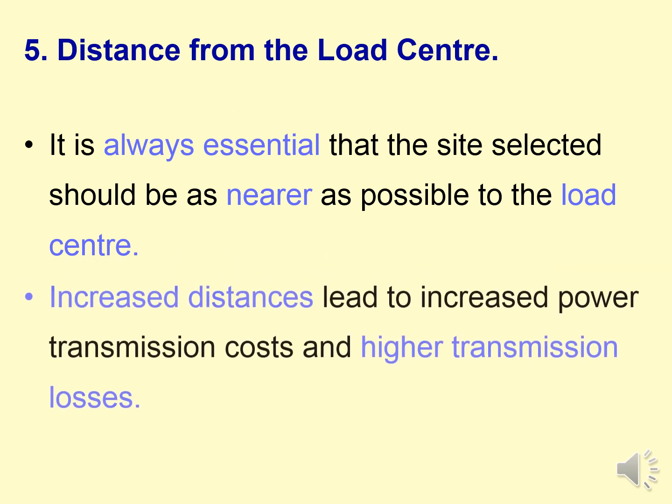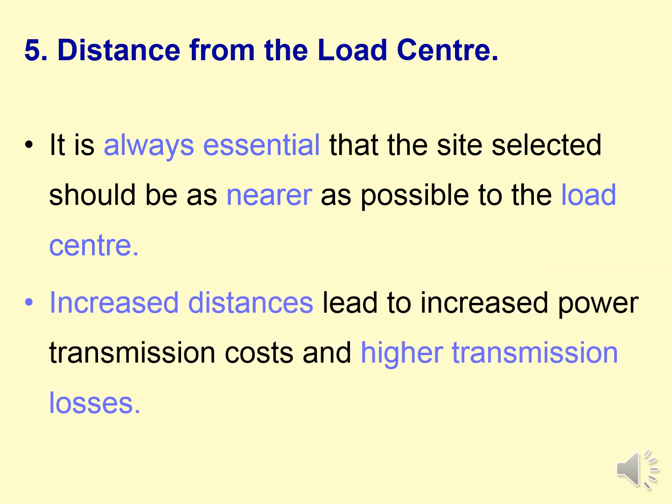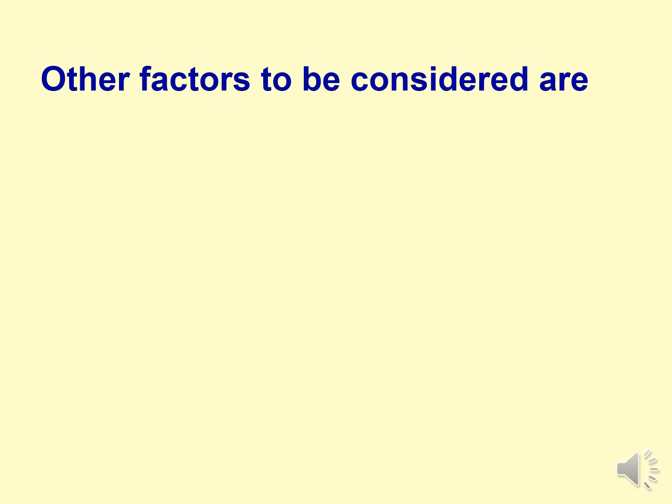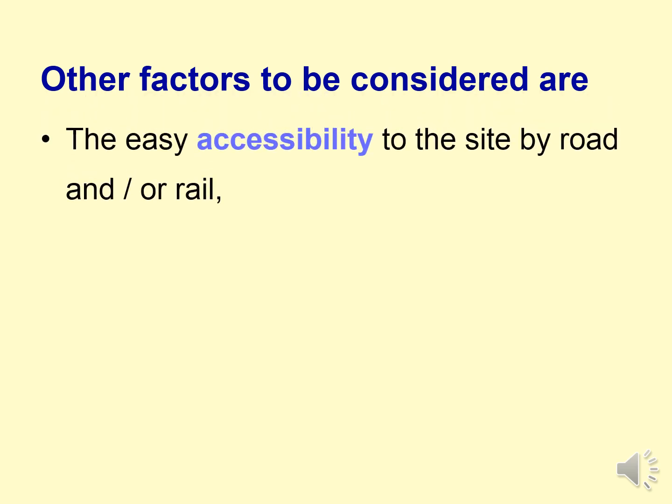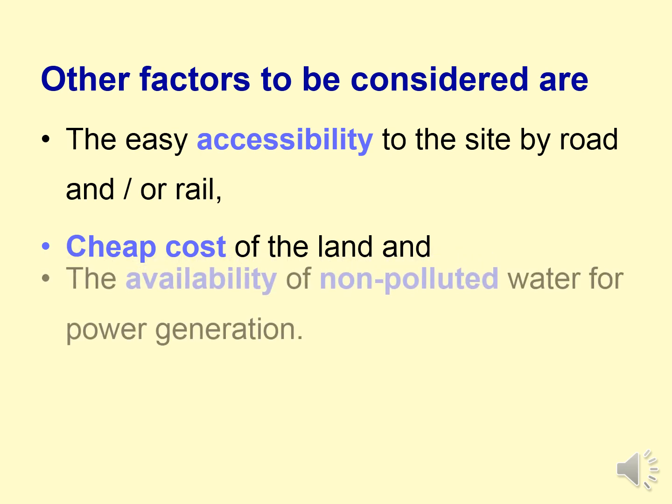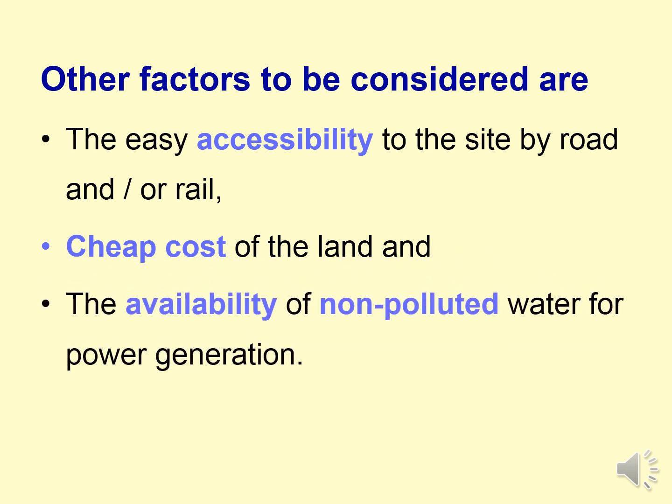Distance from the load center. It is always essential that the site selected should be as near as possible to the load center. Increased distance increases the power transmission cost and causes higher transmission losses. Other factors to be considered: easy accessibility to the site, by road or rail. So transportation is important. Cheap cost of land should be available. Availability of non-polluted water for the power generation.